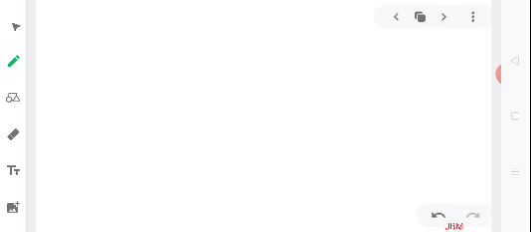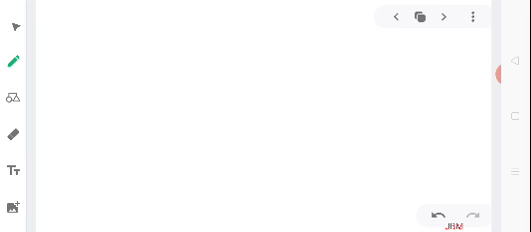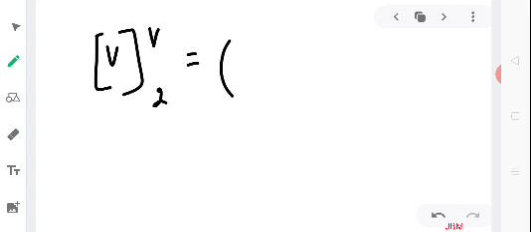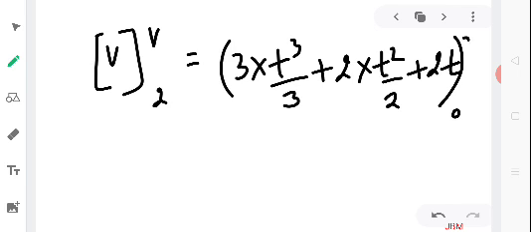Let us carry out the integration. On the right hand side of the expression you are having integral of (3t square plus 2t plus 2) dt, on the limits 0 to 2. On the left hand side you are having integral dv over the limits 2 to v. So obviously we will get integral of dv as v. Let us put the limits, that is from 2 to v. On the right hand side you get 3 into t square, that becomes 3t cube by 3, plus 2t square by 2, and this becomes 2t, and the limits are 0 and 2.